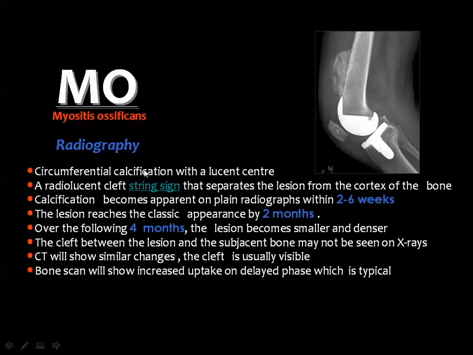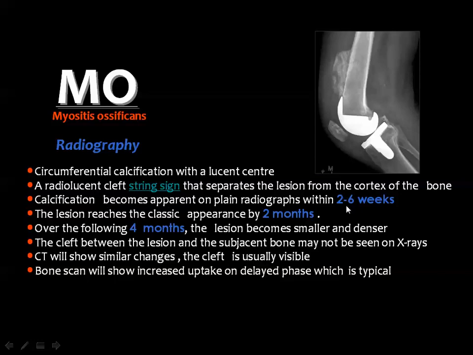Then there is circumferential calcification with lucent center. This is usually seen better by CT. Also, a radiolucent cleft, which is known as the string sign. There is a linear radiolucency separating the bony mass from the cortex of the adjacent bone. Then this is known as the string sign, which is one of the criteria of myositis ossificans.